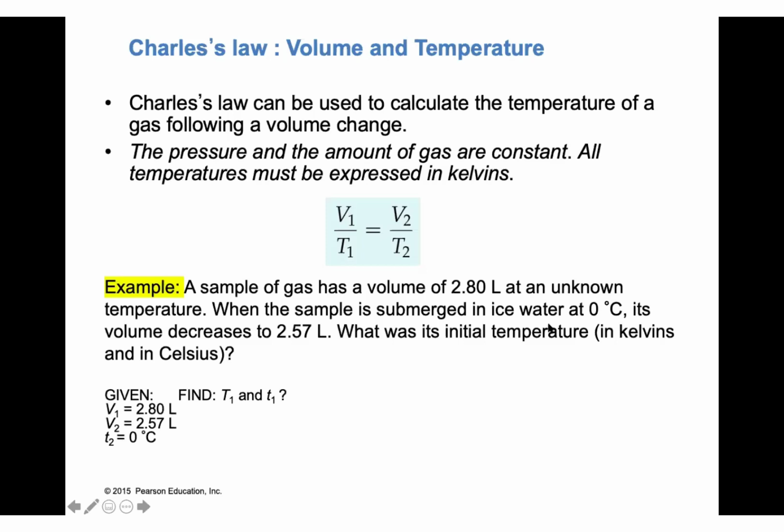Just pay attention, guys. Whenever they give you Celsius or centigrade, always convert to Kelvin. When they give you Celsius and you write it down, write it with a small letter t. But when you convert it to Kelvin, always write it with a capital T. Okay, so pay attention to that.